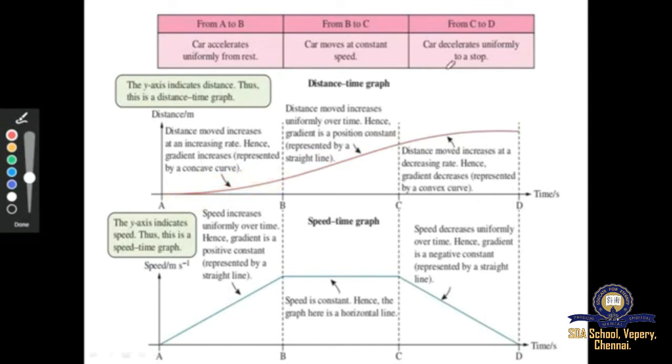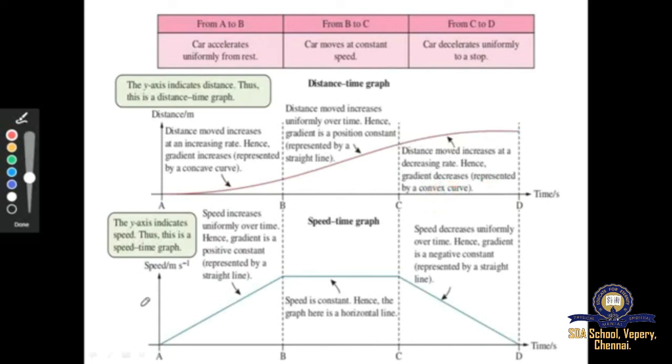From C to D, car decelerates uniformly to a stop. So distance moved increases at a decreasing rate. Hence gradient decreases, represented by a convex curve. It is represented by a convex curve.